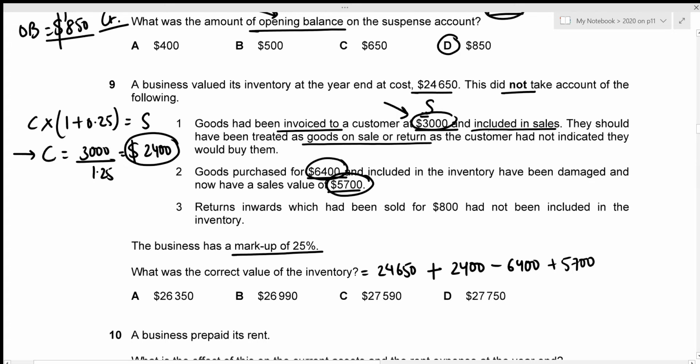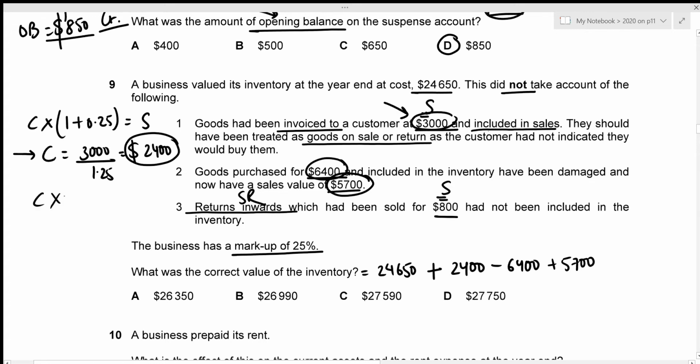All right, then returns inwards. So returns inwards is basically sales returns, which had been sold for 800, had not been included in the inventory. So this value of 800 is the sales value. So we need to figure out the corresponding cost and then include this in our inventory valuation.